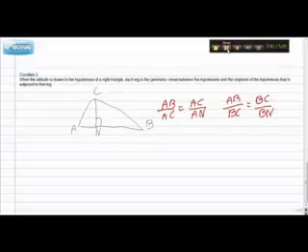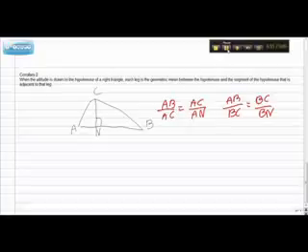Corollary 2. When the altitude is drawn to the hypotenuse of a right triangle, each leg is the geometric mean between the hypotenuse and the segment of the hypotenuse that is adjacent to that leg. That means that AC is the geometric mean between AB and AN, and BC is the geometric mean between AB and BN.